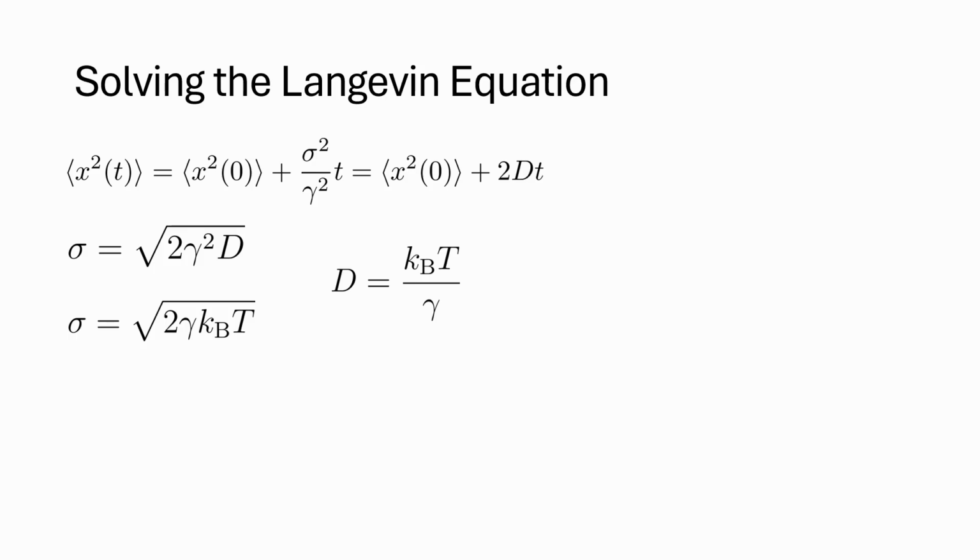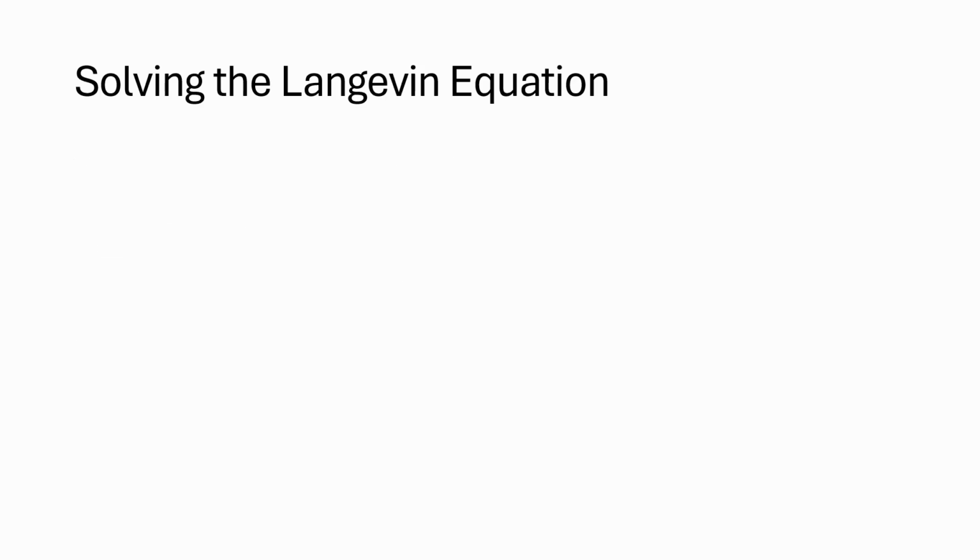So this now connects back to the picture we had at the beginning by using this fluctuation dissipation relation, that's this D equals kBT over gamma, to connect the magnitude of the random Gaussian noise that we've added to our Langevin equation to temperature. So higher temperature means a noisier system, means larger random forces acting on your microscopic bead.